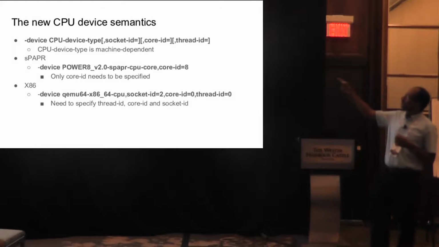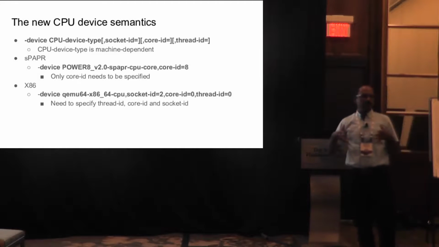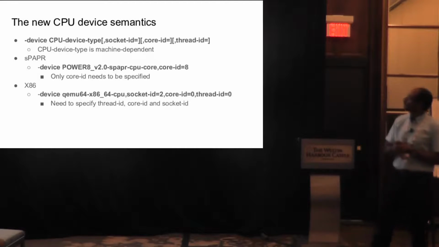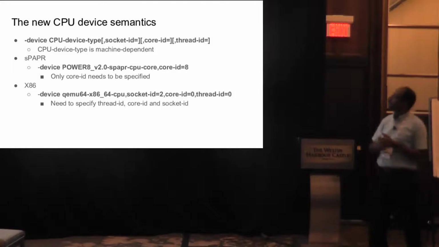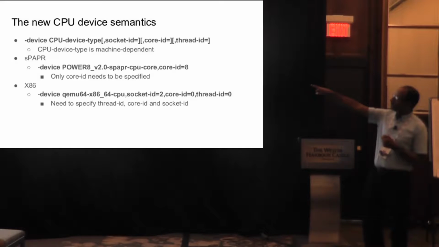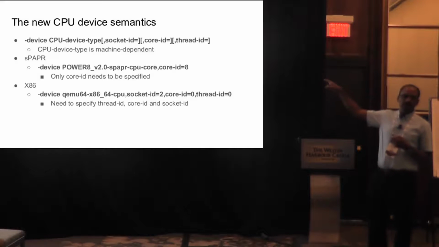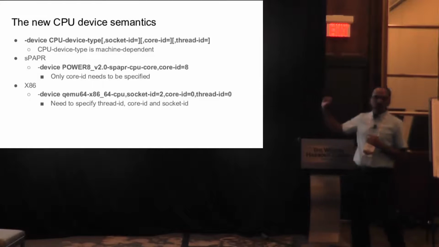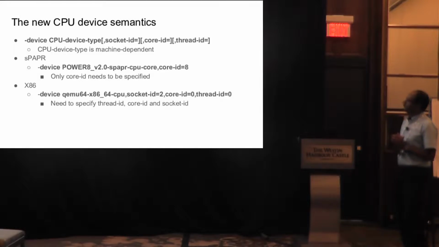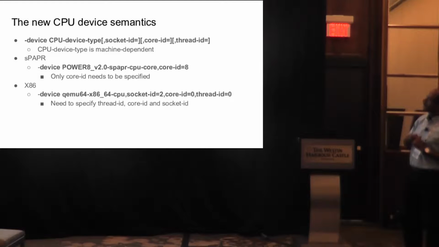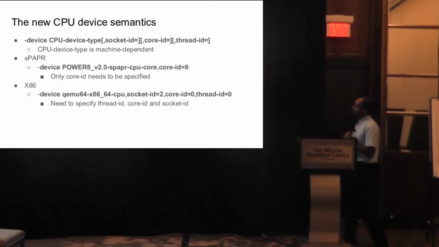And this combination of these three parameters or properties determines where exactly your hotplugged CPU would sit in the board. And again, some of these are optional, as seen in the examples here. For sPAPR, only the core ID is enough to specify where exactly that CPU would be inserted. For x86, I think all the three options would be needed. Yeah, so these are the real examples of hot adding CPUs on x86 as well as sPAPR.